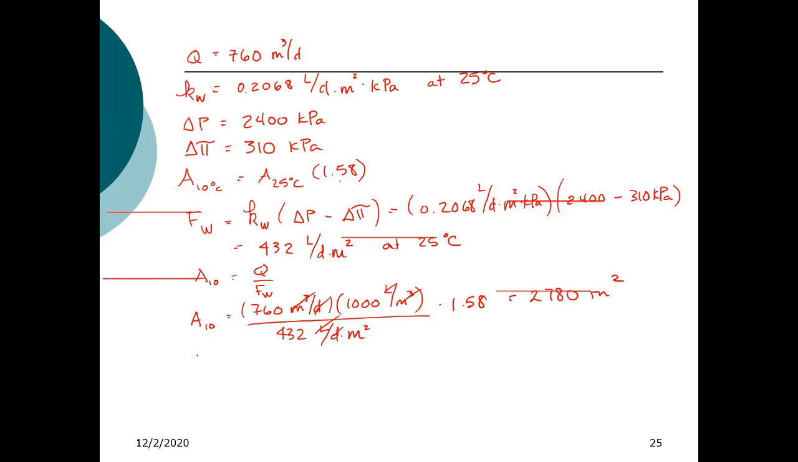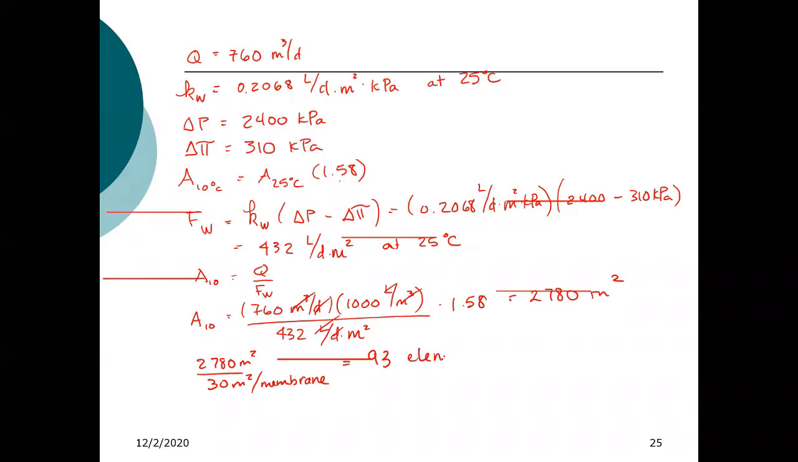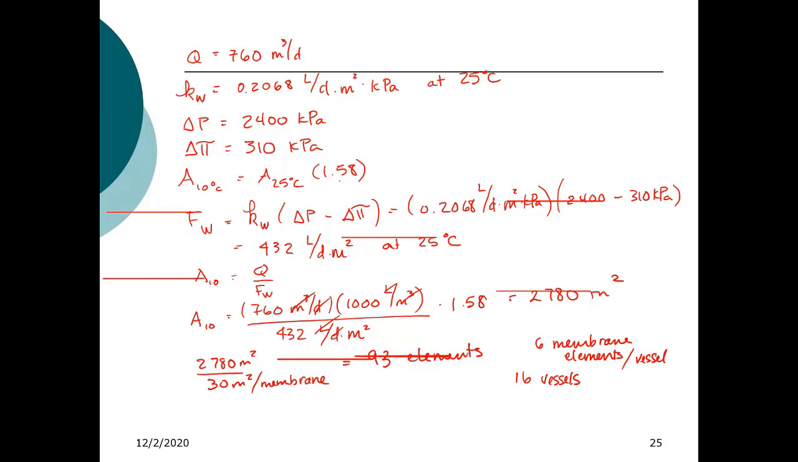And if each membrane element has 30 square meters, that means we need 93 elements, which is a significant number of membrane elements. So we can think about setting this up if we have 6 membrane elements per pressure vessel. We need 16 vessels. So we can think of setting this up as having 4 banks of 4 membrane vessels each. Each one of these represents a pressure vessel. Each vessel has 6 elements. So we'd have a total of 96 elements in 16 pressure vessels.